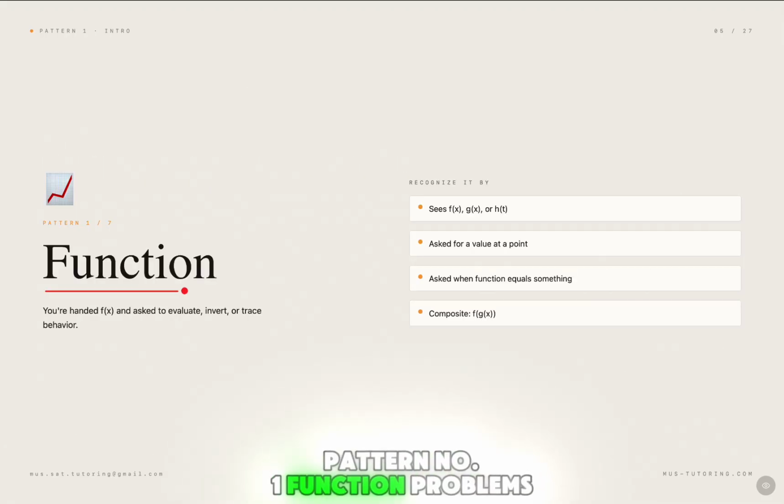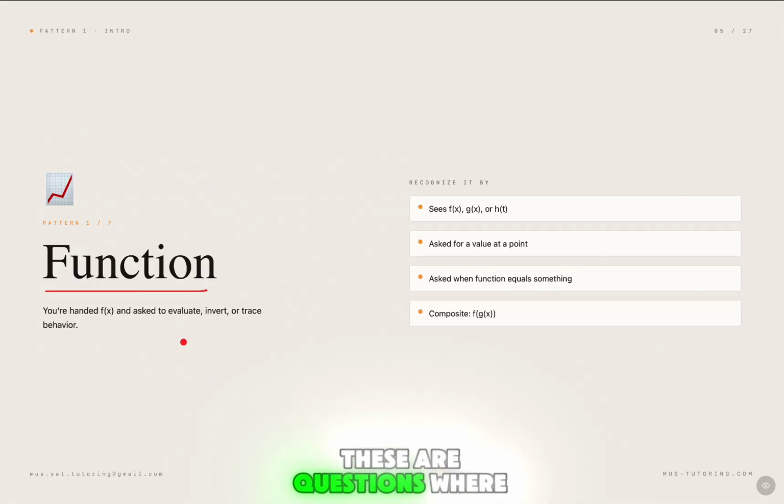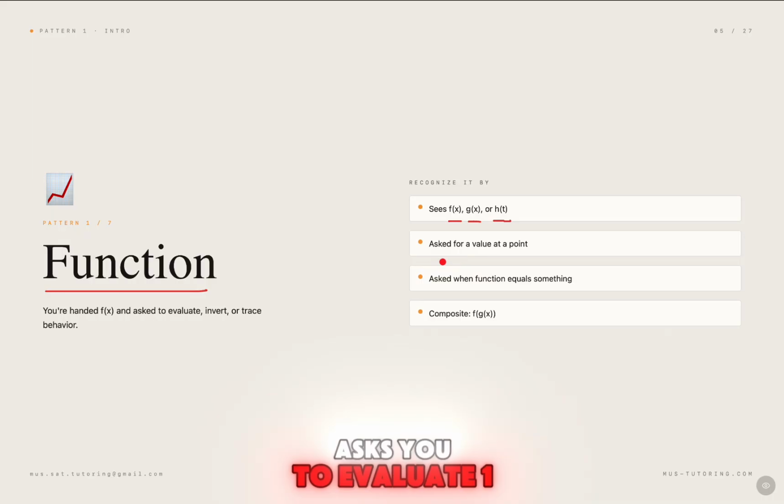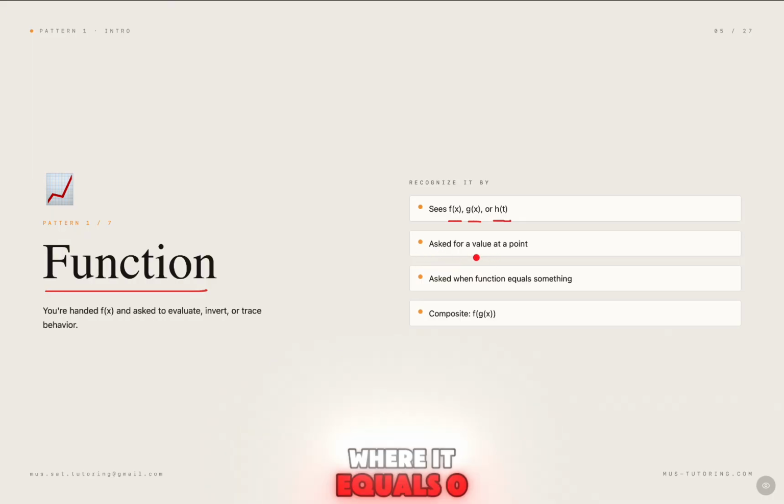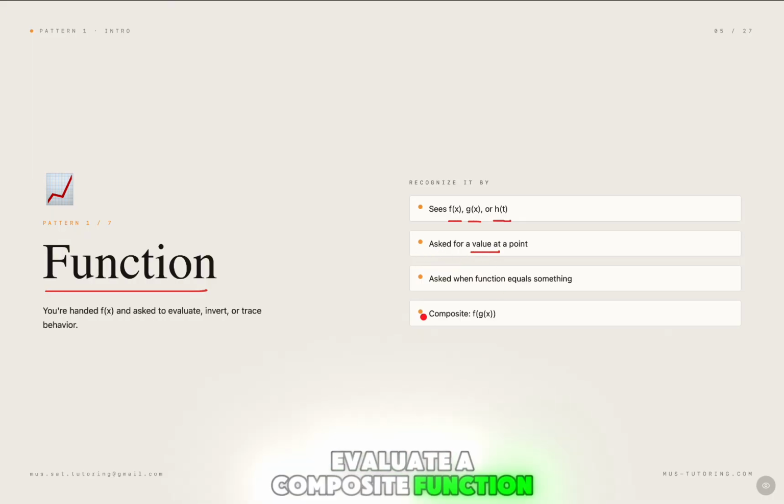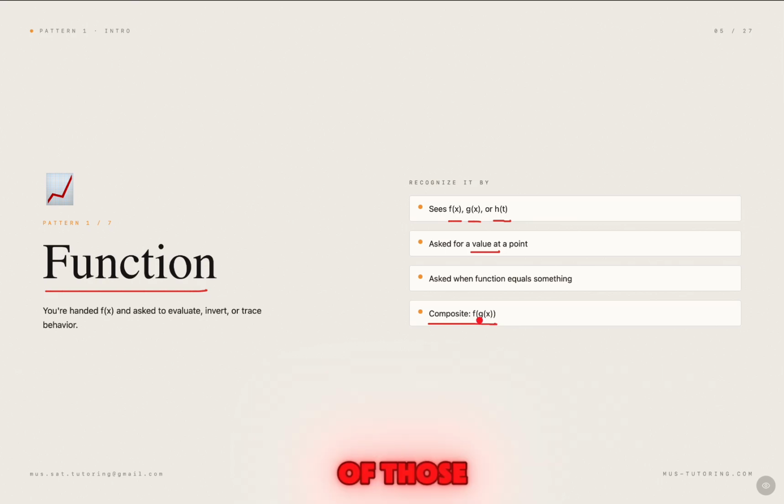Pattern number 1, function problems. These are questions where the SAT gives you a function, f of x, g of x, h of x, or asks you to evaluate one. Find a value, find where it equals 0, evaluate a composite function. The second I see any of those, I already know I'm in the function pattern.